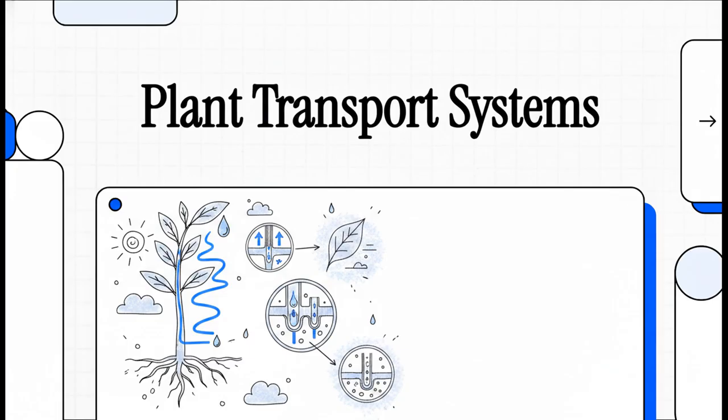So, we're tracing a single drop of water, starting from the macro level of a whole plant, all the way down to the microscopic cellular mechanics that make it all happen. All right, let's dive right in.